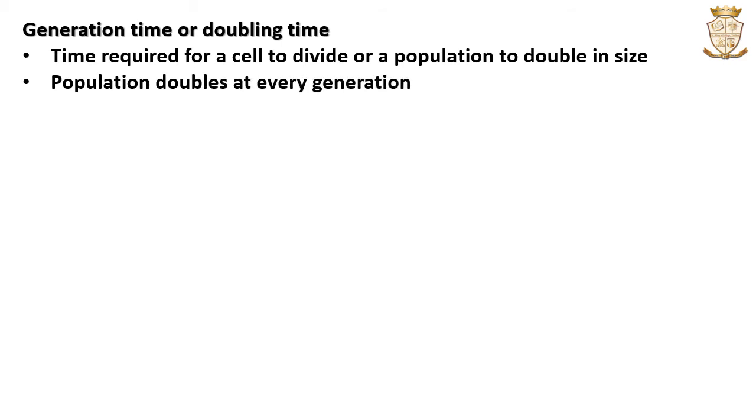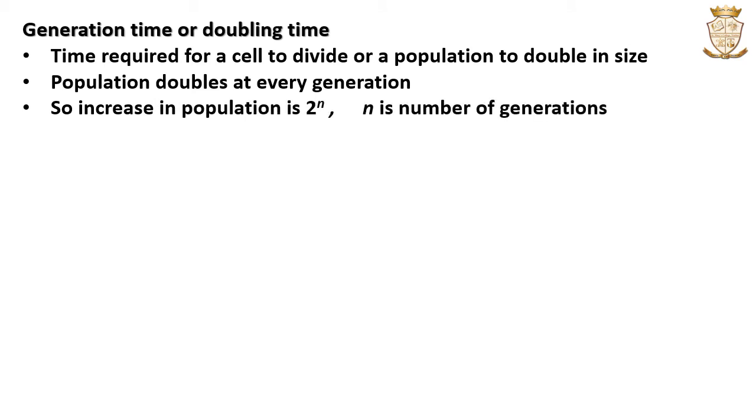If a culture medium is inoculated with one single cell that divides every 20 minutes, that is, if the generation time is 20 minutes, then the population will be 2 cells after 20 minutes, 4 cells after 40 minutes, 8 cells after 60 minutes, and so forth. Because the population is doubling during every generation, the increase in population is always 2 raised to n, where n is the number of generations. The resulting population increase is exponential or logarithmic.